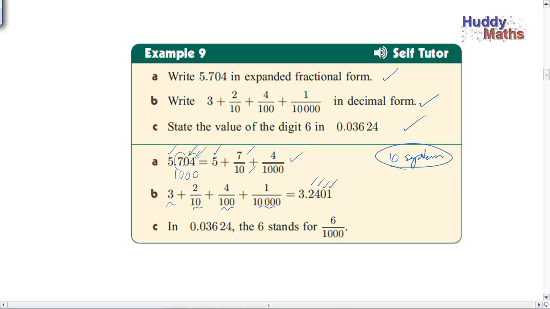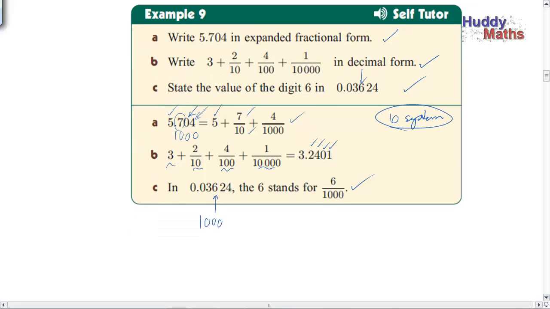State the value of the digit 6 in here. Well, let's go out to 6. 1 for the decimal, 0 for each part. It's 6 thousandths. Okay. All right, so have you got the idea? I'll do a couple more and ask you to do some in a minute.